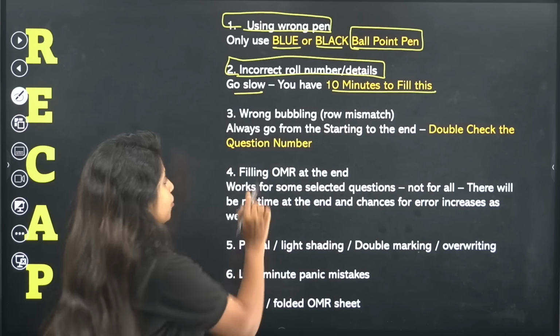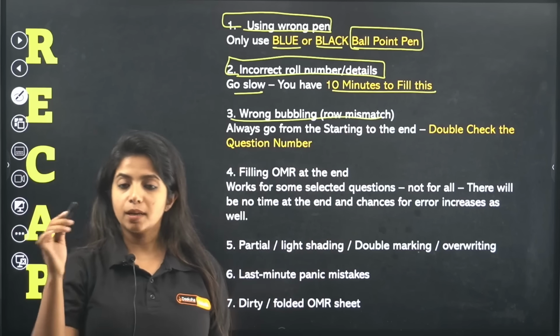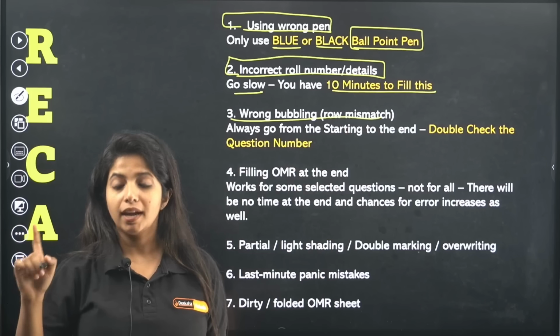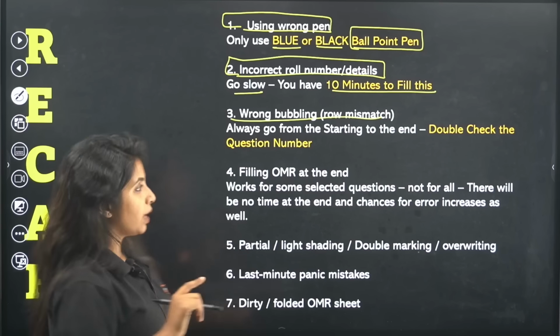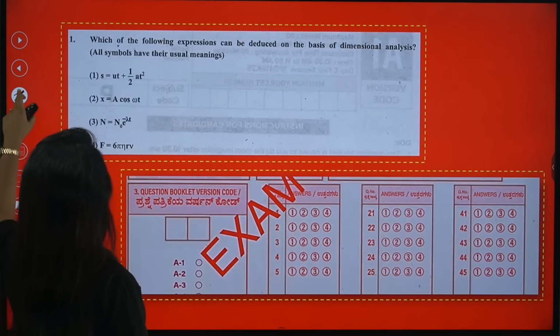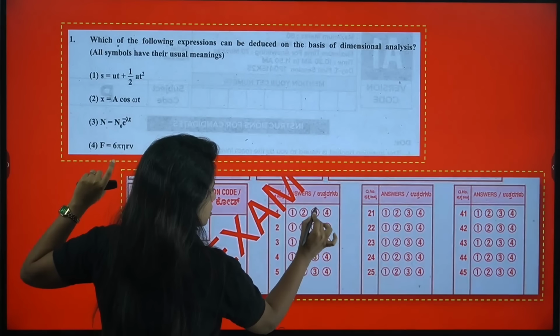Now, wrong bubbling or row mismatch. As I said, sometimes we want to attempt question number 1, but we go and mark in question number 2. Don't do that. Double check the question number. So, I am doing this particular question. I check it. Okay, it is just 1. So, this is the first question that I am doing. First question. This is the answer.